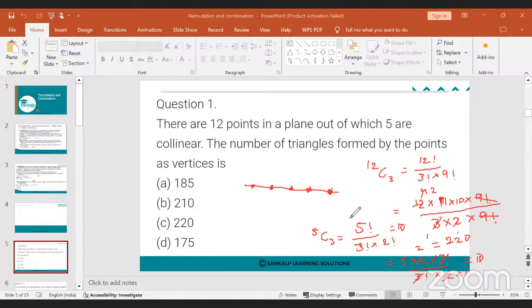5C3 is how much now? 10. So subtract it: 12C3 minus 5C3. So what is the answer here? 220 minus 10, that is 210. Option B is the correct answer. Do it fast. And D is not the correct answer. Option B is the correct answer.